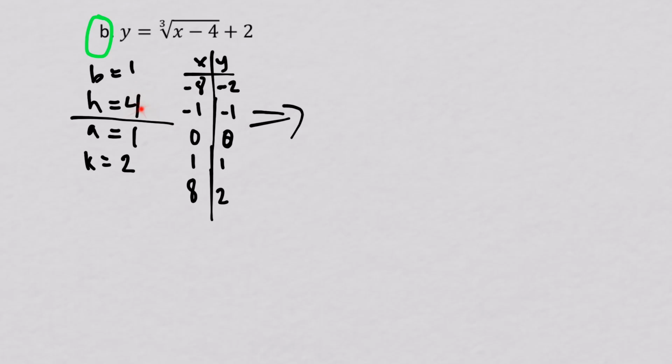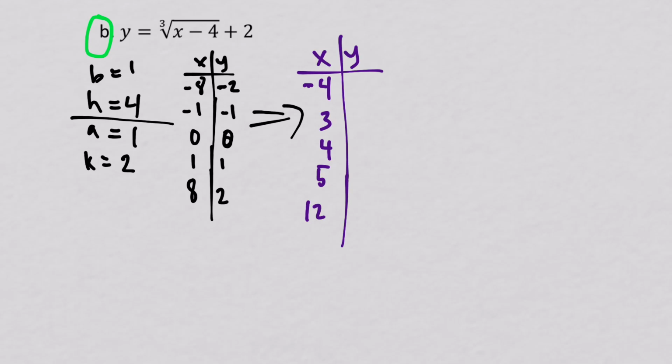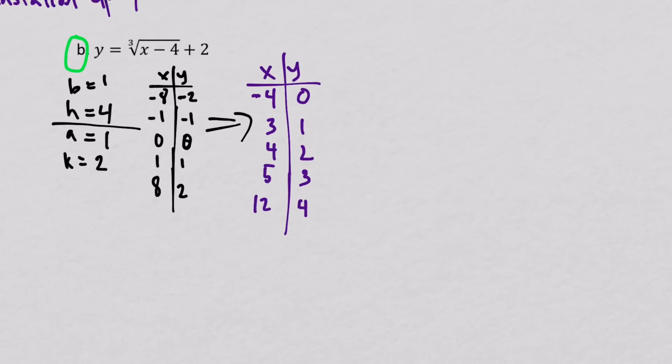To the X values, we're going to add 4. To the Y values, we're going to add 2. And that'll give us our new table, which will look like this. The X values are all added 4, so it's -4, 3, 4, 5, and 12. The Y values are going to add 2, so that's 0, 1, 2, 3, 4. I added 2 to all of them. And there you go. Go ahead and plot those points into a coordinate plane, and you're basically set.